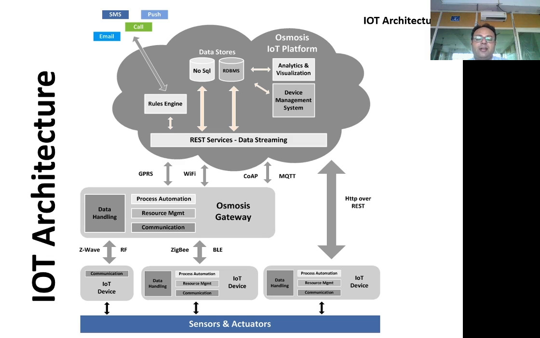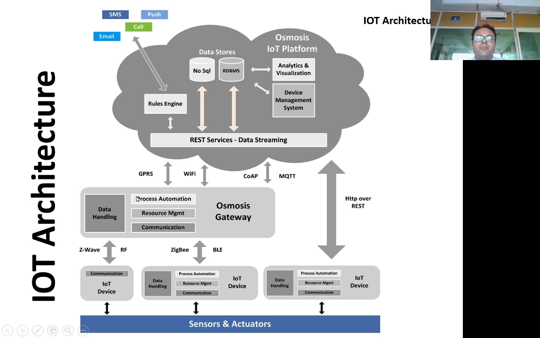It reads the data from the surroundings and sends that data to the gateway with the help of RF components, that is Zigbee, Z-Wave and BLE. So with the processing automation for resource management and communication from node to gateway, the communication happens with the RF component, that is radio frequency component, Z-Wave, Zigbee and BLE. Apart from that, you have many other protocols which are used for communicating between the gateway and the node.